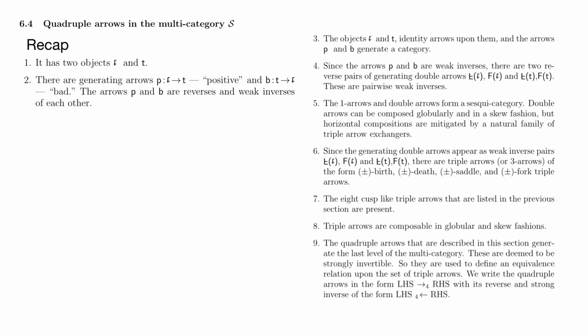Since the generating double arrows appear as weak inverse pairs, there are triple arrows of the form plus or minus birth, plus or minus death, plus or minus saddle, plus or minus fork. And then you have the 8 cusp-like triple arrows that were listed in the previous slide. And triple arrows are going to be composable in globular and skew fashions. And then we're going to describe quadruple arrows.